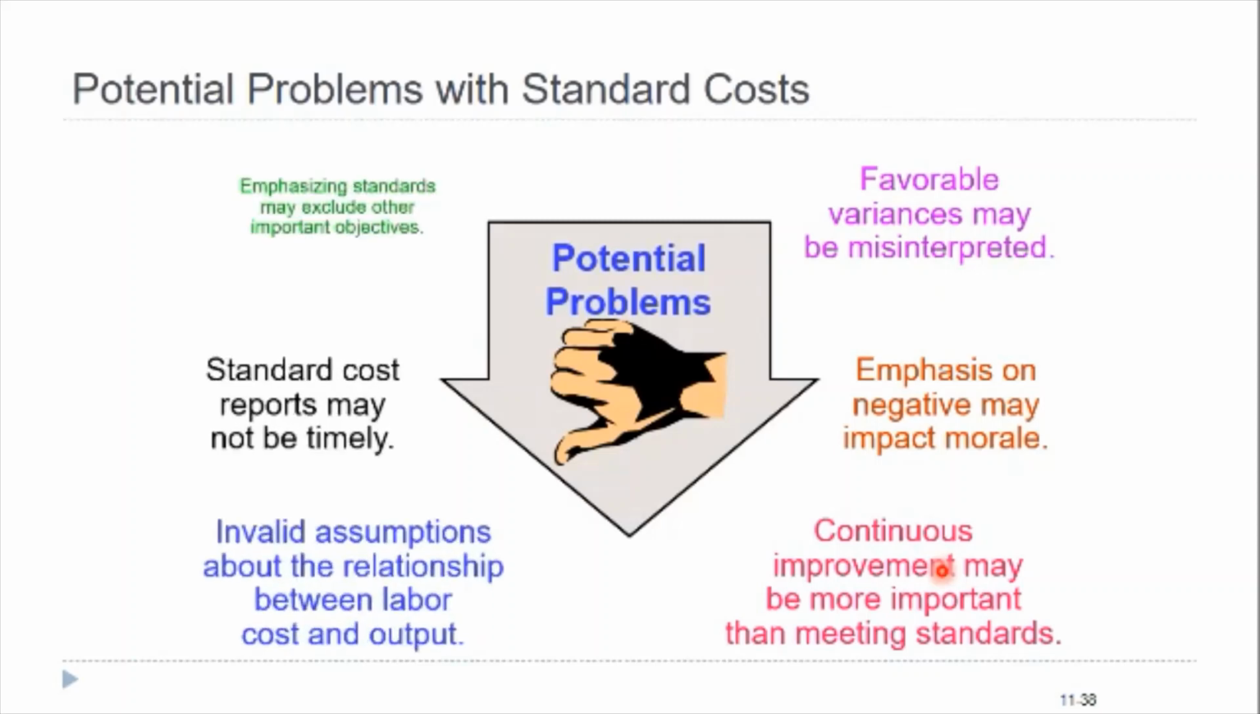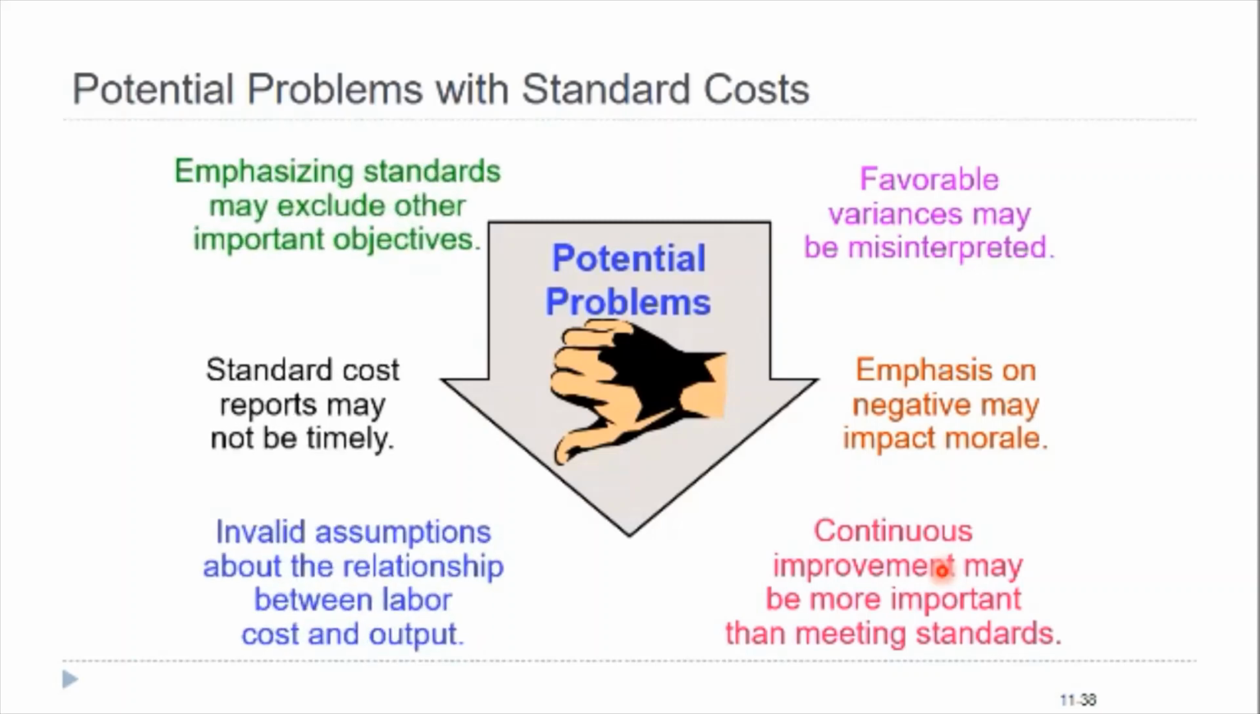Problems with it: emphasizing standards may exclude other important objectives. The tendency is for employees to look towards achieving the standards and not performing any better. Standard cost reports may not be timely. It takes time after you finish producing to analyze the results. There are also invalid assumptions about the relationship between labor costs and output. Favorable variances may be misinterpreted.